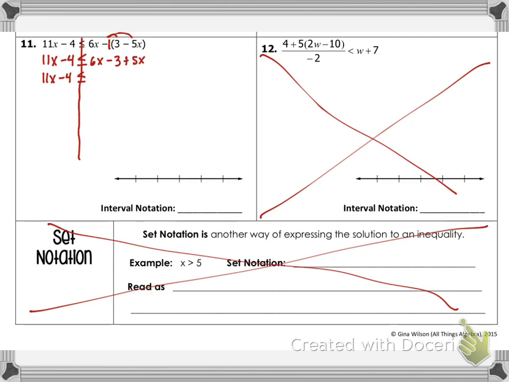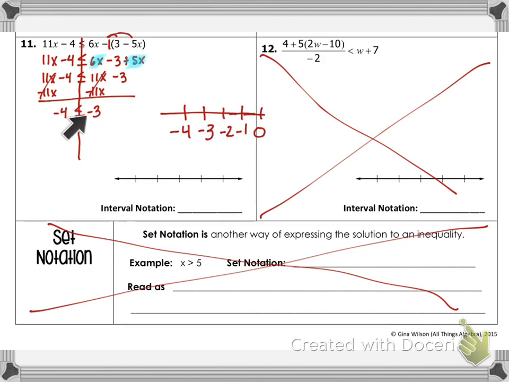Okay, I can combine like terms on this side. 6x plus 5x is 11x minus 3. And then I want to bring my variable to this side, so I'm going to subtract 11x. Now look, both of them cancel out, and we're left with negative 4 is less than or equal to negative 3. Is that true? Well, if I draw a number line, negative 4 is over here, negative 3 is over here, right? And then it's negative 2, negative 1, etc. 0. So if I look at this number line, is negative 4 less than or equal to negative 3? Yes, negative 4 is less than. It's not equal to negative 3, but it is less than negative 3, right? It's smaller.